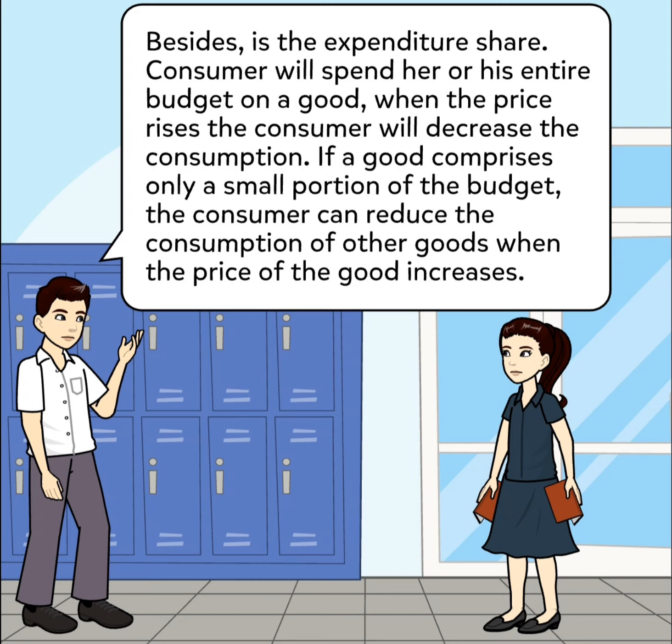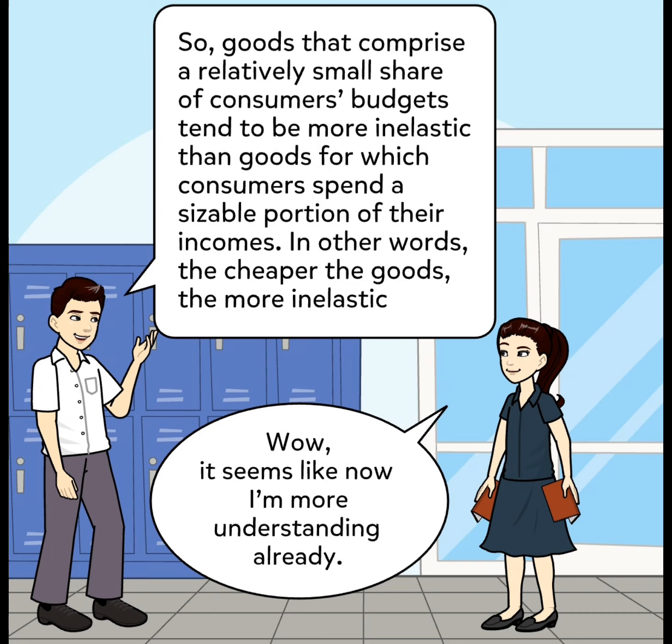Besides that is the expenditure share. A consumer may spend her or his entire budget on a good. When the price rises, the consumer will decrease the consumption. If a good comprises only a small portion of the budget, the consumer can reduce the consumption of other goods when the price of the good increases. So, goods that comprise a relatively small share of the consumer budget tend to be more inelastic than goods for which consumers spend a sizable portion of their income. In other words, the cheaper the goods, the more inelastic.